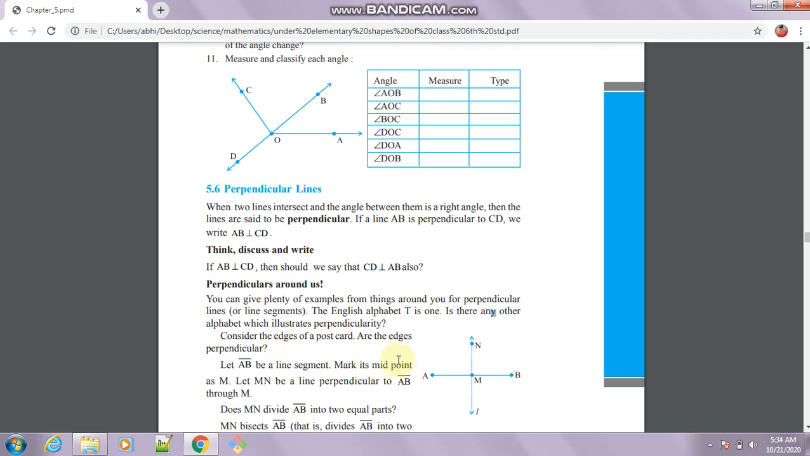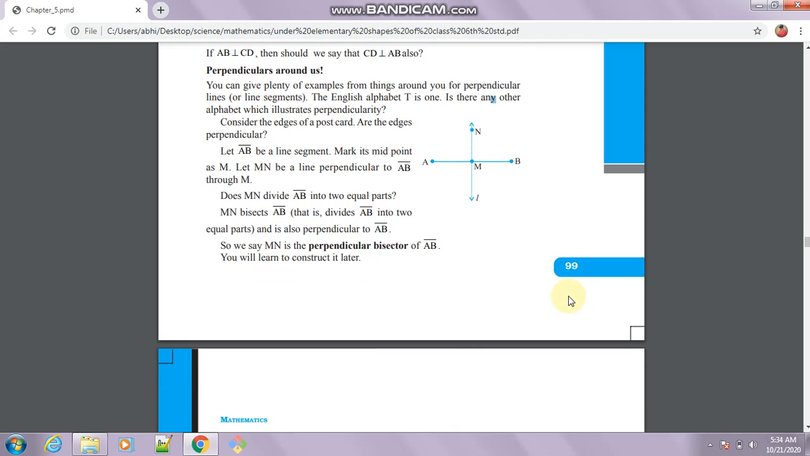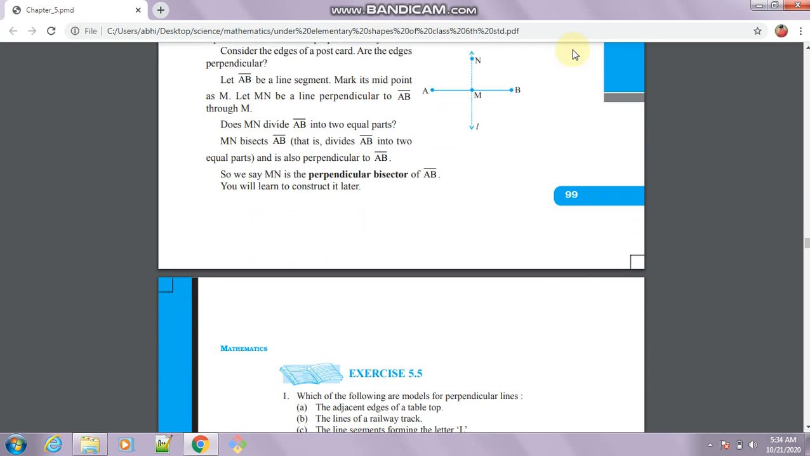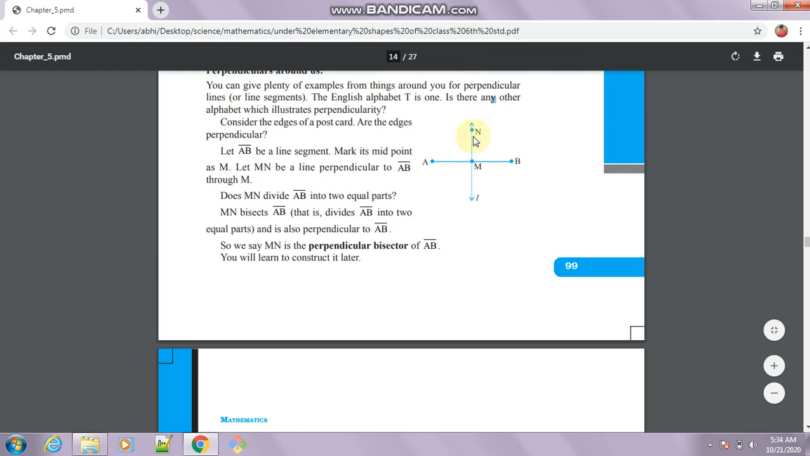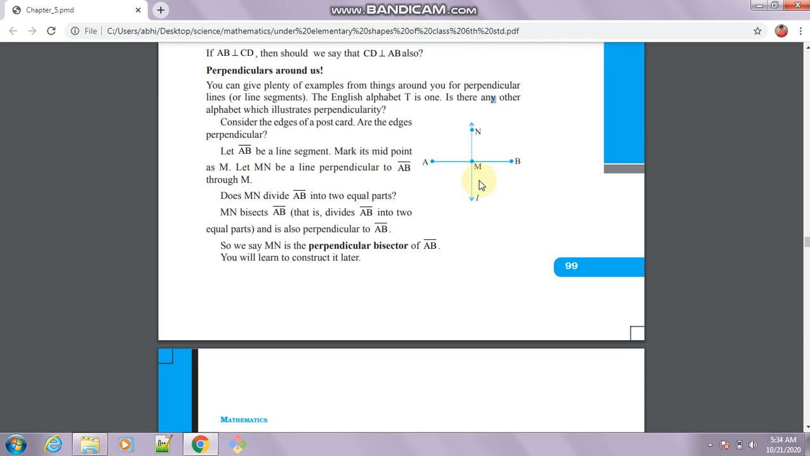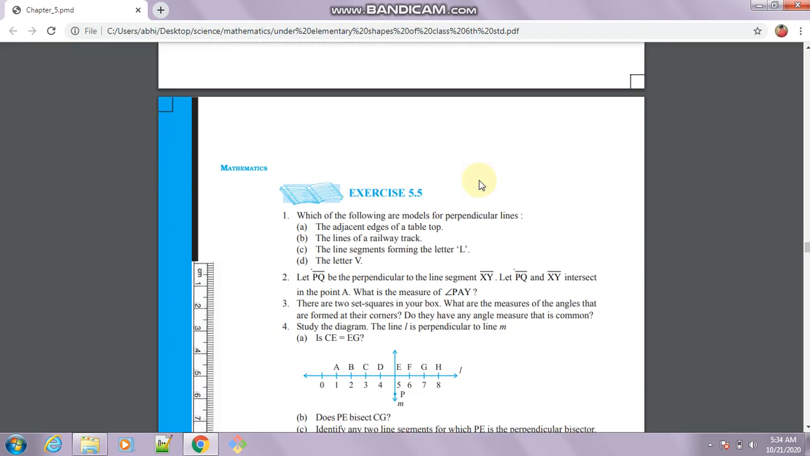Consider this edge of the postcard and the edge perpendicular to it. Similarly, you will have AB and MN. AB and MN will be perpendicular lines. Here MN is perpendicular to AB. Okay, that AB is perpendicular to MN. Like this, you will write it later on. Depending upon this, you will have problems.